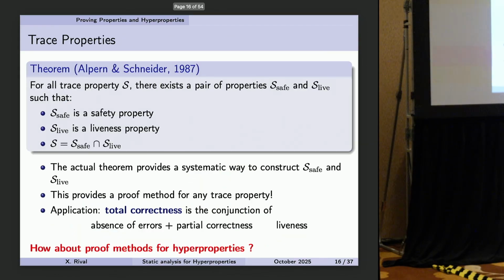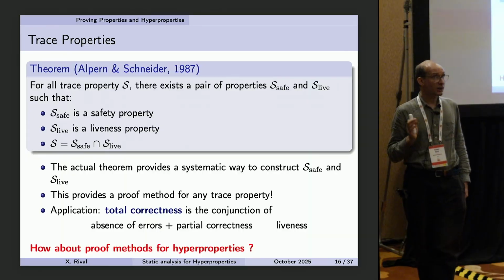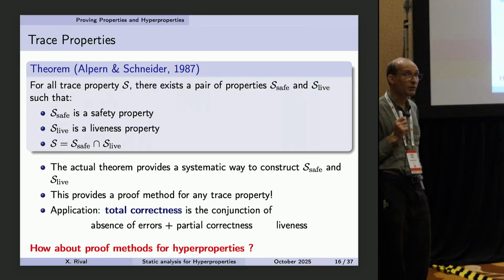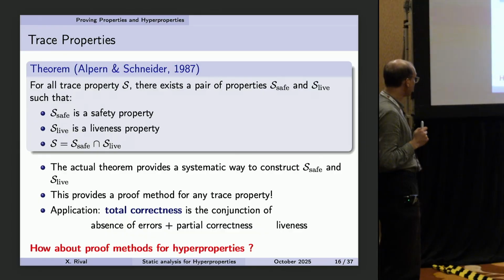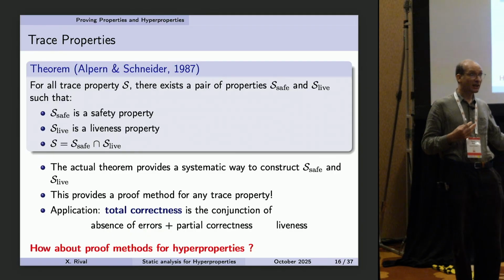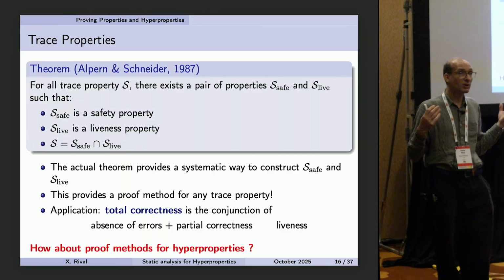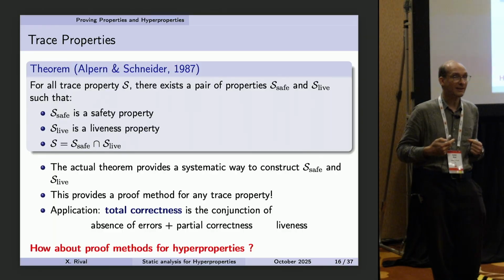So before I move to hyperproperties, let's cover the case of all trace properties. Again, there is a very nice theorem that does it for us. Let's assume we take any semantic property that is a set of traces. It's not necessarily safety, it's not necessarily liveness. So essentially the two theorems I just mentioned do not apply. We don't know if we have a proof method quite yet.